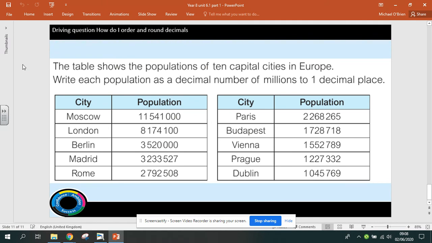Okay, I'm going to quickly read out the answers. I don't think there's any need to write them down. Just make certain that this is what you've done. So Moscow 11.5 million, London 8.2 million, Berlin 3.5 million, Madrid 3.2 million, Rome 2.8 million, Paris 2.3 million, Budapest 1.7 million, Vienna 1.6 million, Prague 1.2 million, and finally Dublin 1.0 million.